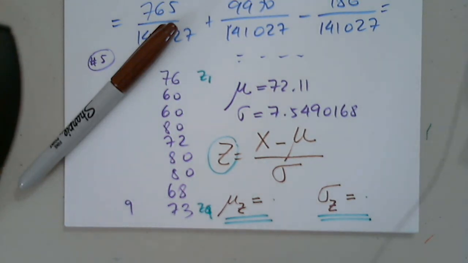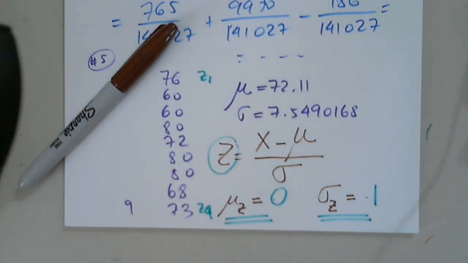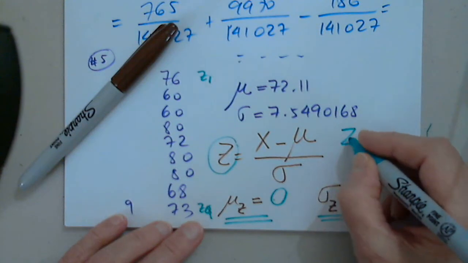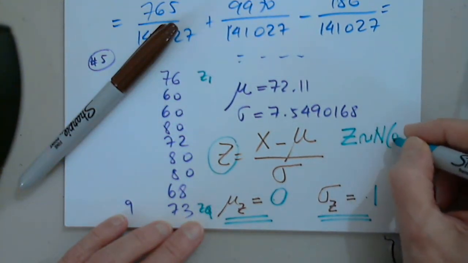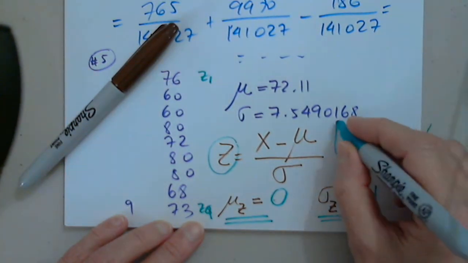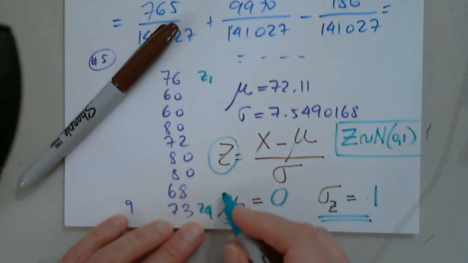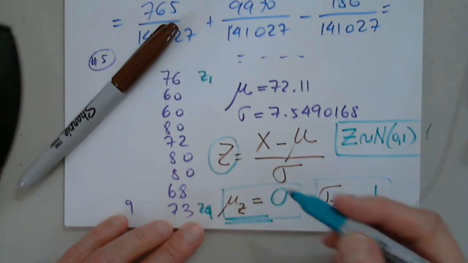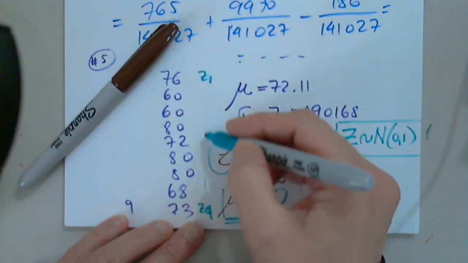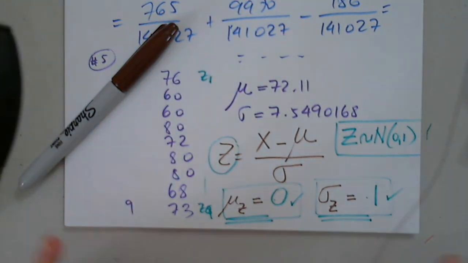Anyone? Zero something, 0 or 1. Excellent. This is always the case. Whenever we talk about Z, it's normal, with mean 0, standard deviation 1. This is carved in stone. If I don't get this, I have an error somewhere. So no matter what, the mean for Z and the standard deviation for Z, all these 9 numbers, if I determine their mean and standard deviation, I have to get these numbers, carved in stone.